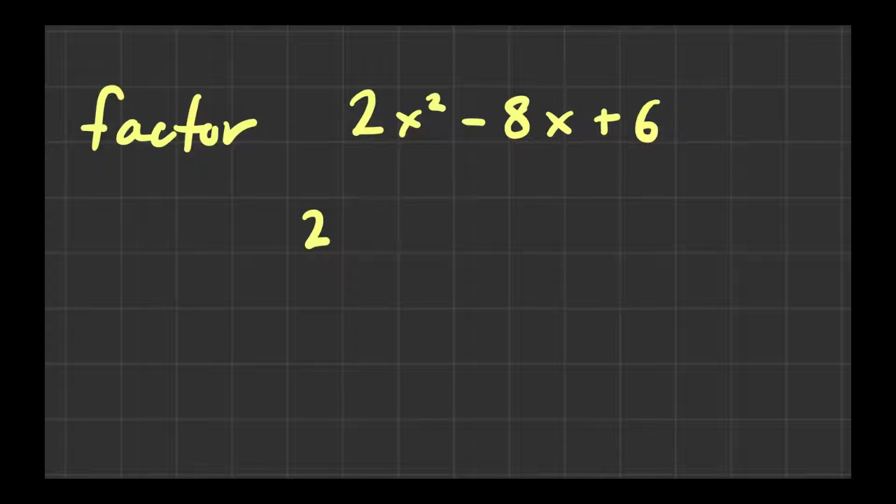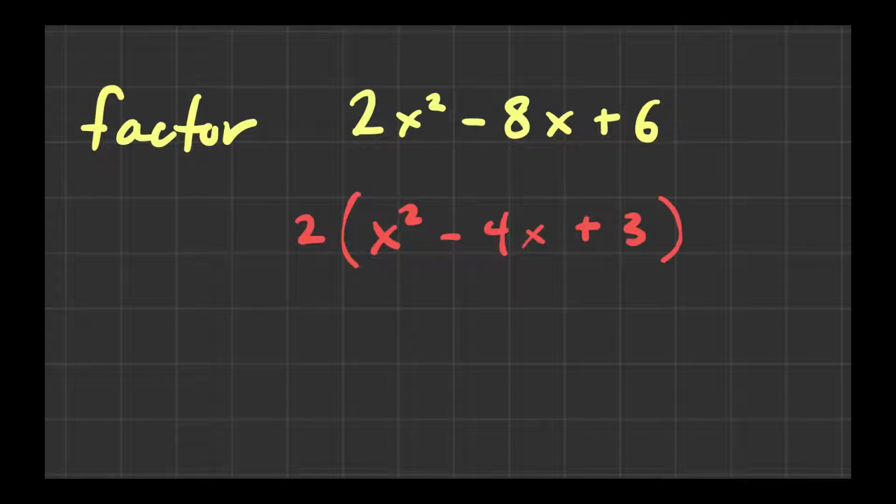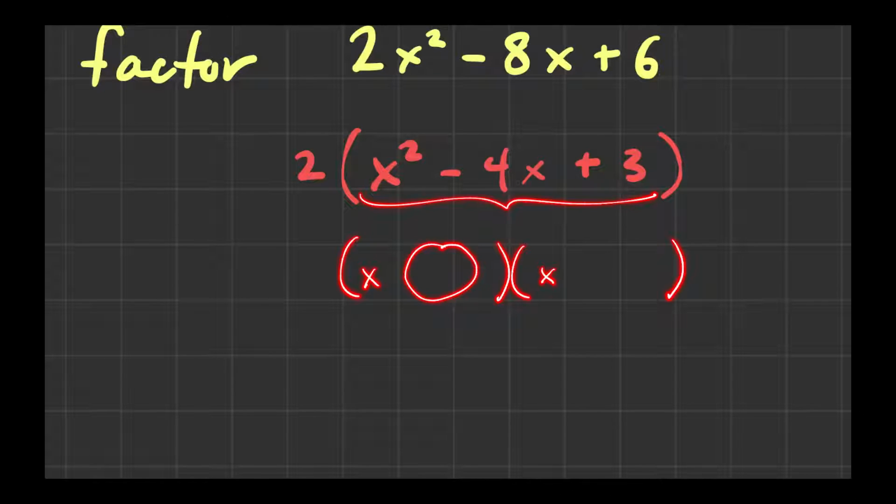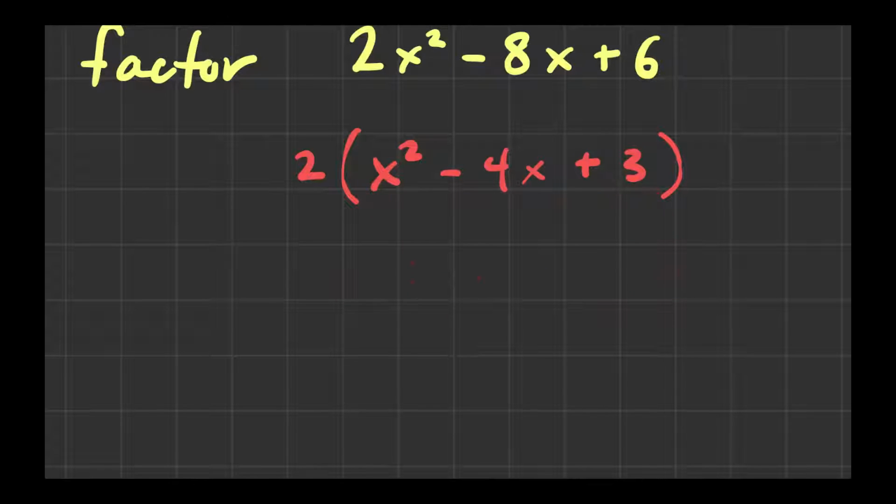So I'm going to factor out the 2. Here, I'll use a different color. Let's take out that 2. That leaves us with x squared minus 4x plus 3. Now we want to factor this portion. I want to set it up so that I get 2 sets of brackets: x plus or minus something, times x plus or minus something else. So I'm going to want two numbers whose product is positive 3 and whose sum is negative 4. Can you think of what possible numbers those could be?